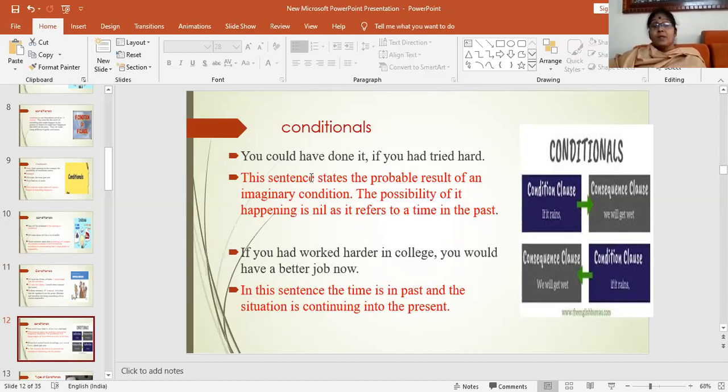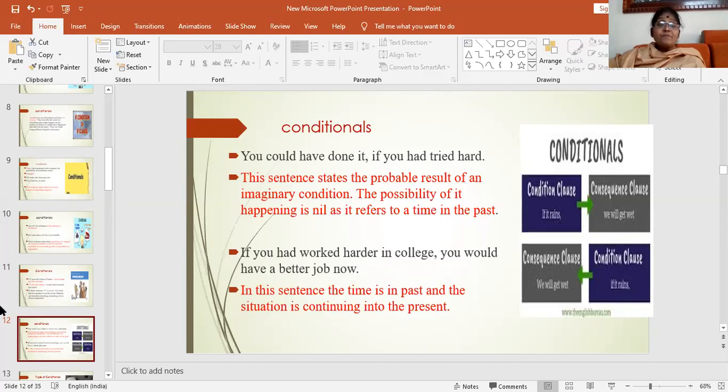So this is one type. Now look at the other type of sentence. If you had worked harder in college, you would have a better job now. This is something that if you had done something in the past, the result would be now. You did not work hard. You have failed. Percentages are not good. So that is the reason you are not having a good job now. So in this sentence, the time is in the past and the situation is continuing in the present. The result of what you did or did not do in the past is continuing in the present.